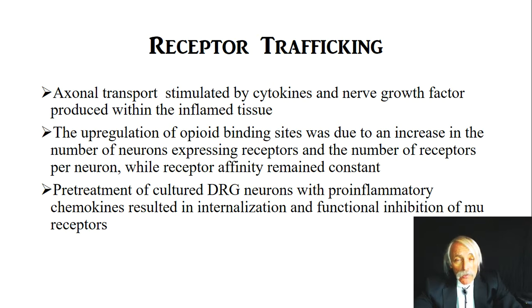So the pre-treatment of cultured DRG neurons with pro-inflammatory chemokines resulted in internalization and functional inhibition of mu receptors. So take a look at that. When you get pro-inflammation with chemokines, which are a specific kind of lymphokine, which basically induces a signaling mechanism that promotes cellular trafficking so that you get an inflammatory response, when all that is happening, what also happens is that you get an internalization and therefore a functional inhibition of opioid signaling. So that means that after a while, inflammation shuts that down, okay? So that's probably another feedback loop.